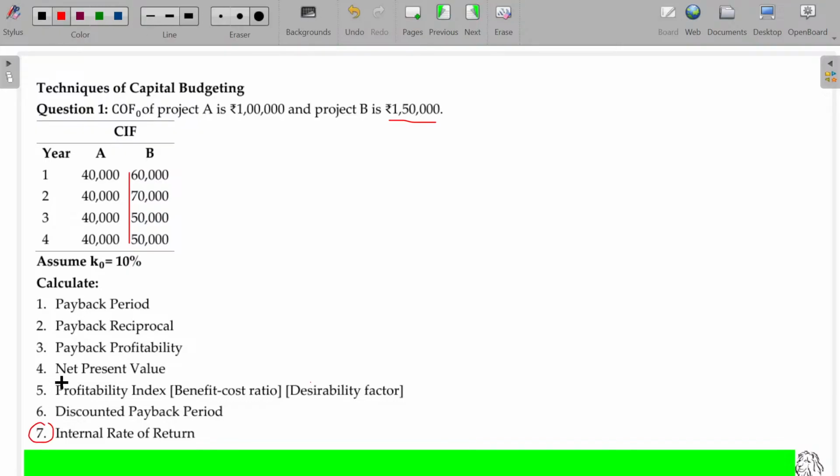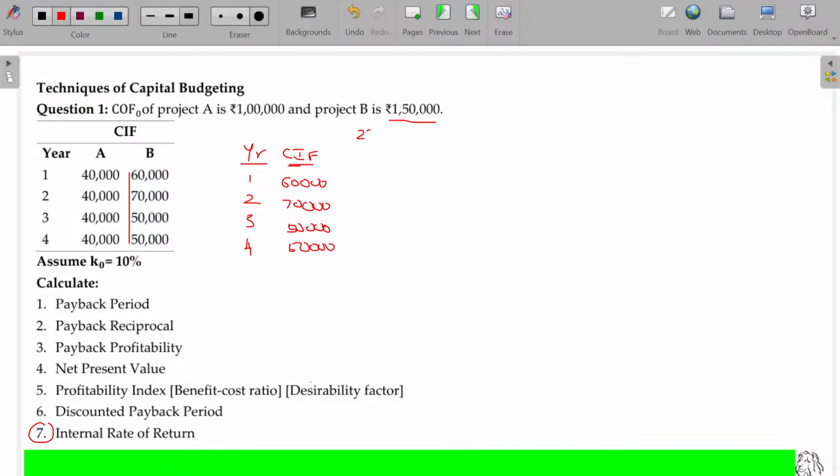Internal rate of return, that too for project B. Clear? In case of project B, year 1, 2, 3, 4, cash inflow: first year 60, second year 70, third year 50, and fourth year 50.